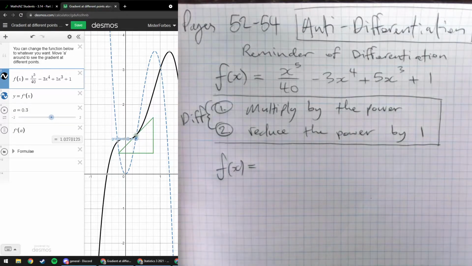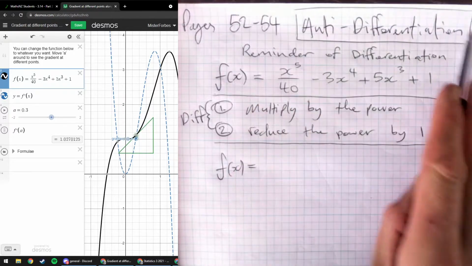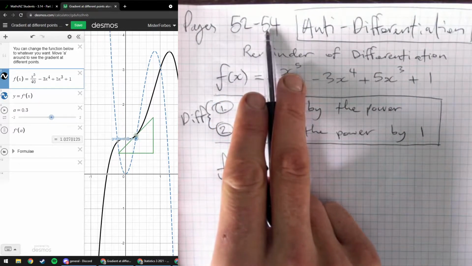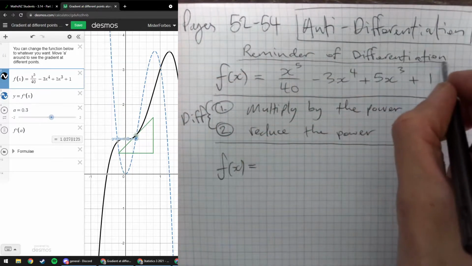Kia ora. We're going to have a look at what anti-differentiation is. So if we want to understand anti-differentiation, which is introduced on pages 52 to 54, we're first going to have a reminder of what differentiation is.